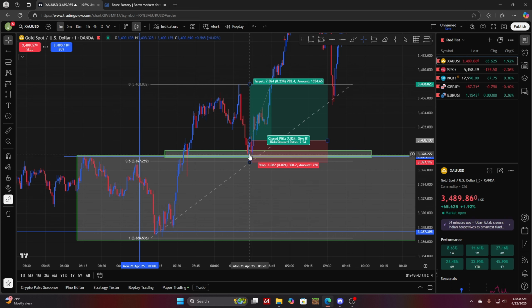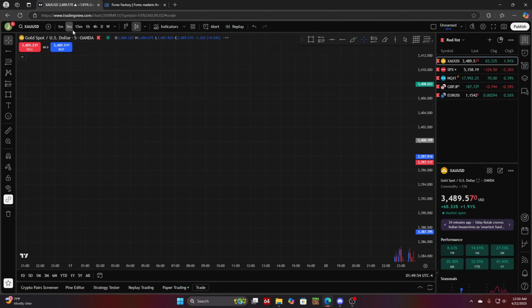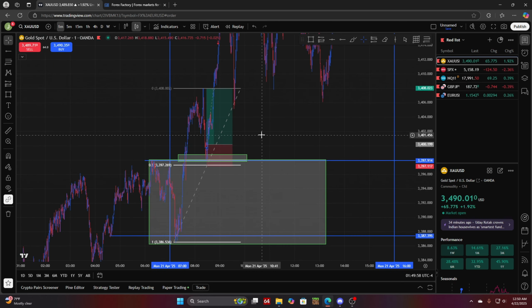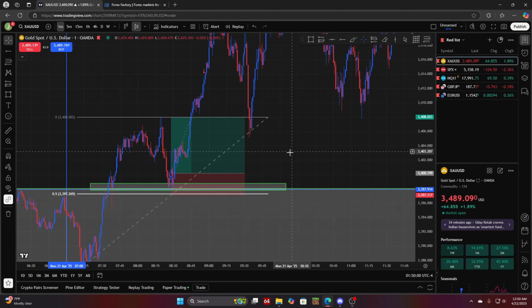Place my stop loss under the fair value gap, a bit lower just to give it space, and aim for these highs. I would take a 2.5 risk to reward ratio, which is way better than just 1.